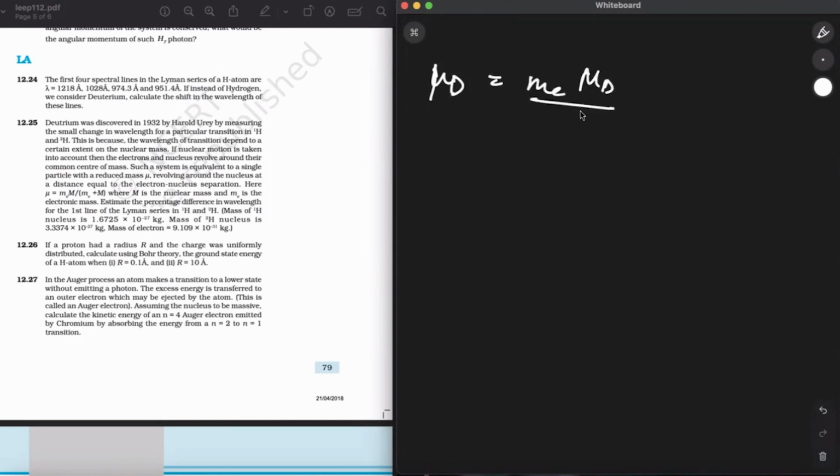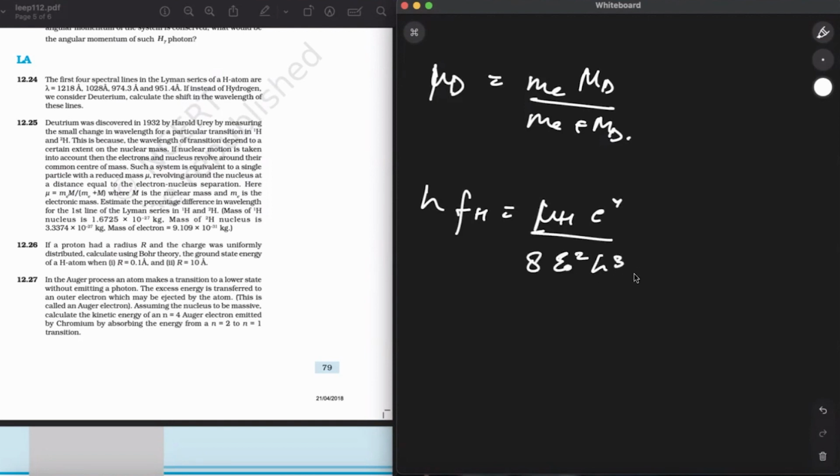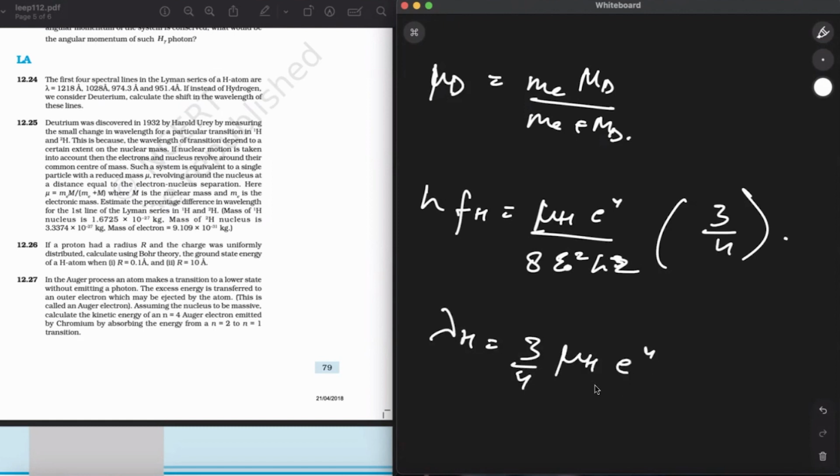So mu is M times m_e divided by m_e plus M. Since mu_H is the reduced mass, we already know. Then the frequency of the first line in the series can be written as mu_H e^4 over 8 epsilon naught squared h cubed, times 1 minus 1 by 4, which will be 3 by 4. Okay, this is part 1. And now the wavelength for the transition, lambda_H, can be written simply as mu hydrogen e^4 over 8 epsilon naught squared h cubed c.